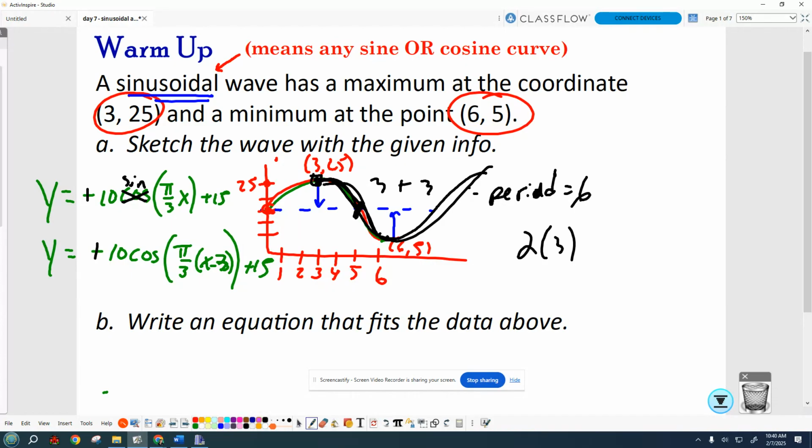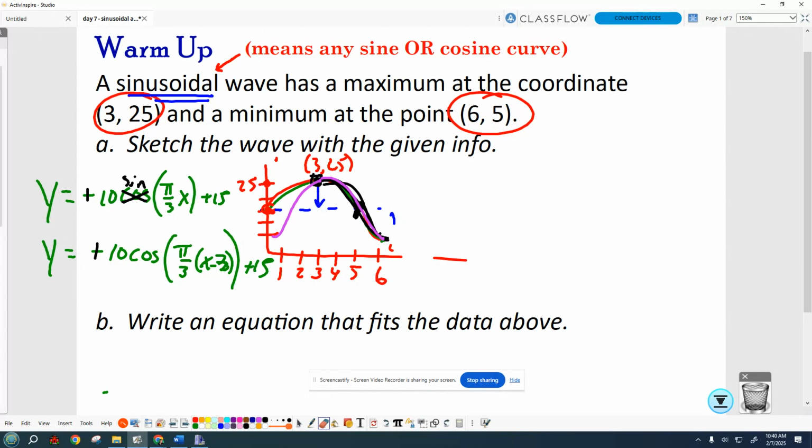Because if it took 3 to go from high to low, it should take 3 to go from high to low, but that does not look good. Too much, I apologize. This was right, and I have my scale drawn poorly. Okay? So then is the second equation also right? The second equation is right.